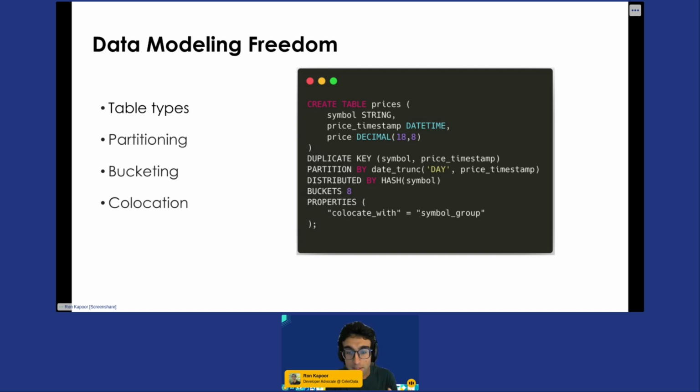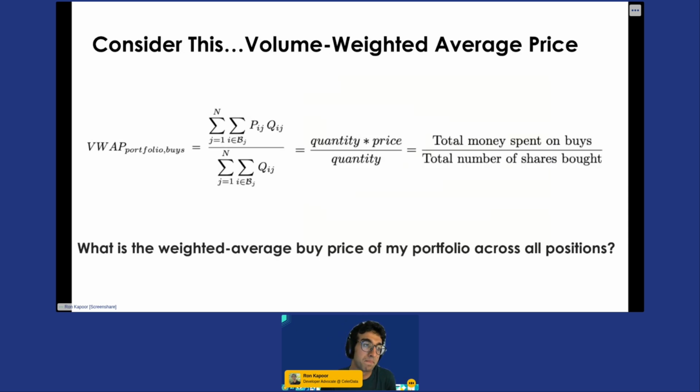Now, if we only cared about the latest price, we could also use a primary key table, right? So that could be a snapshot, if we want the most recent price, and then we wouldn't get any duplicates. So the trade-off is kind of simple. We could have gone for the duplicate key if we wanted the full tick history. Primary key would be good for snapshots, but nonetheless, we get a lot of flexibility with our data modeling here.